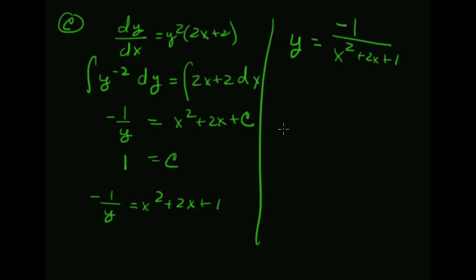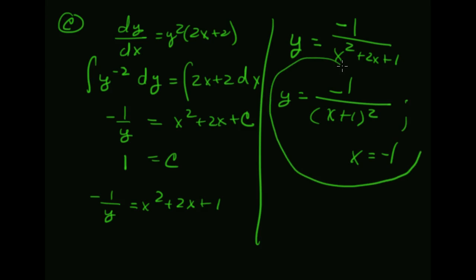I have to handle that negative. This is going to elicit a domain restriction. That's factorable. It's x plus 1 squared, which means that this cannot exist when x is -1. So this is the solution. When I go through that initial value, this is going to give me this derivative, but the function is not continuous when x is -1.